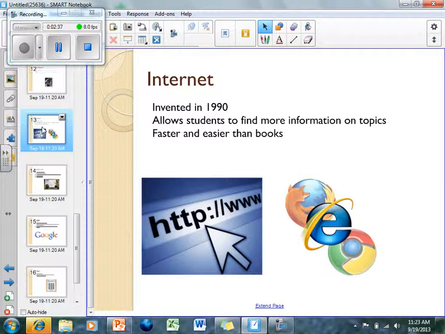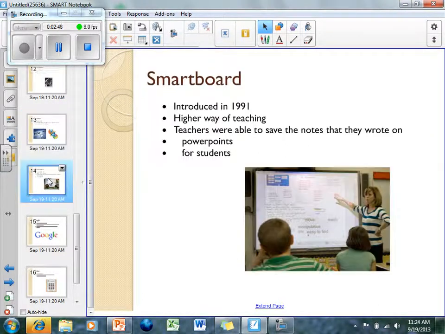The internet was invented in 1990, and it allowed students to find more information on topics, and it was faster and easier than going through books to find information. The smartboard was introduced in 1991, and it was a higher way of teaching. Teachers were able to save the notes that they wrote on PowerPoints for students.